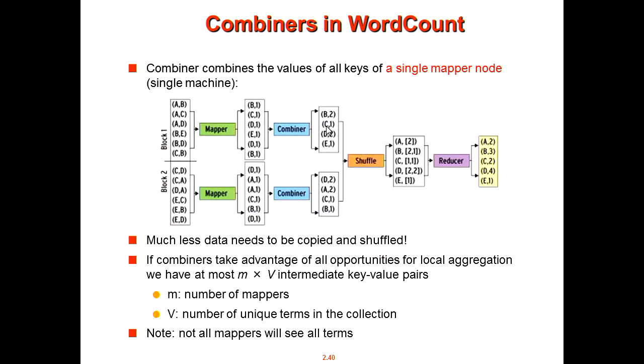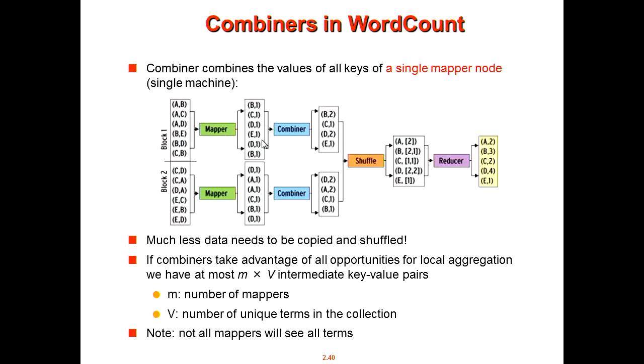Okay, so let's first look at the intuition. Look at this example. The combiner combines the values of all keys of a single mapper node, a single machine, a single computation node.